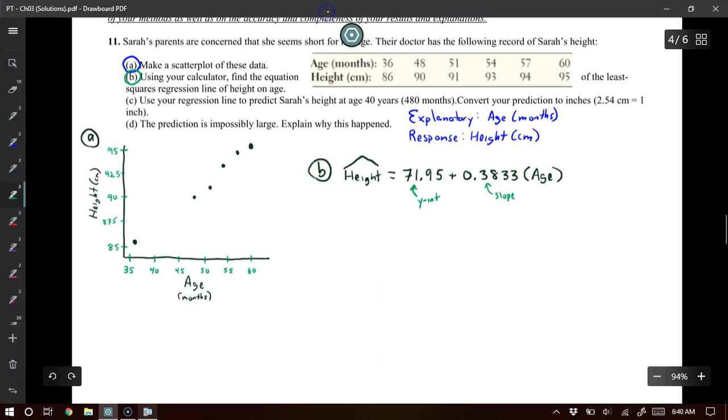Now, if I continue on, it says use your regression line to predict Sarah's height at the age of 40 years, which is 480 months. Again, I'm going to pause to go through something. It was very nice of the prompt to tell us 480 months.